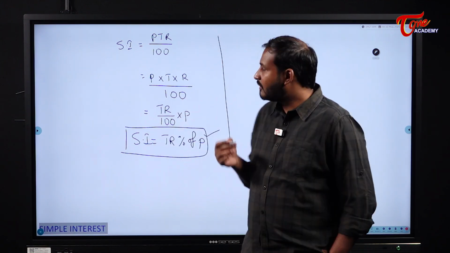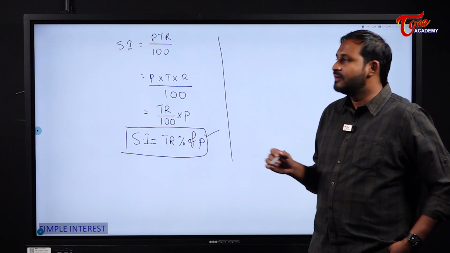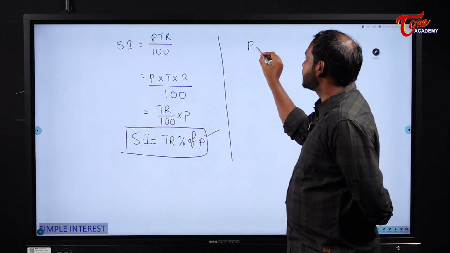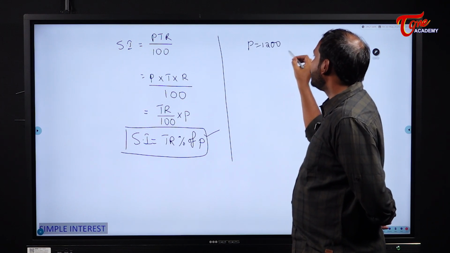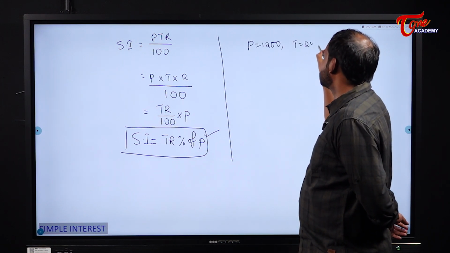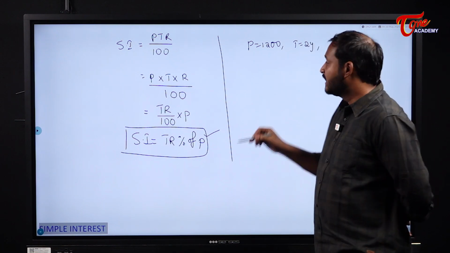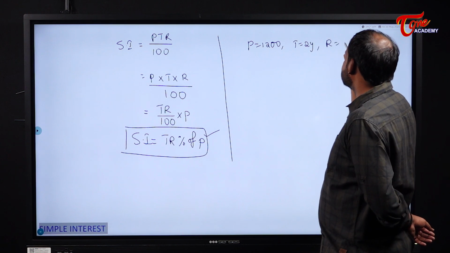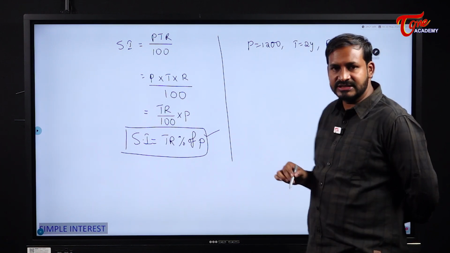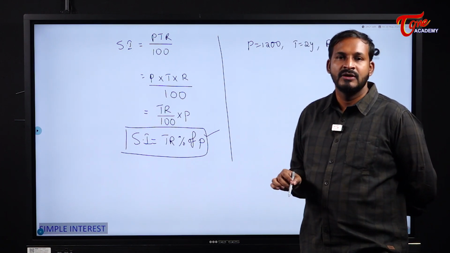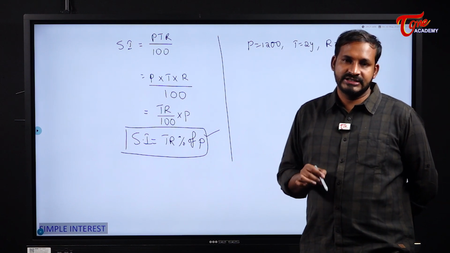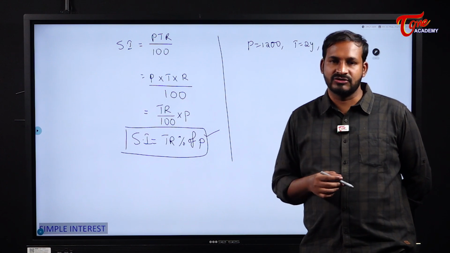Means there will be some questions which will be easy for us to understand as well as to solve. Okay, now we will see some examples, students. For example, if principal is 1200 and time period is 2 years, and rate of interest is 15% per annum. What will be the interest calculated here? What is the simple interest on this one?